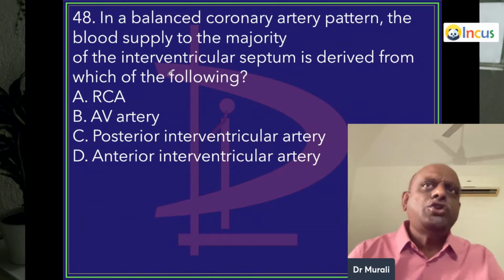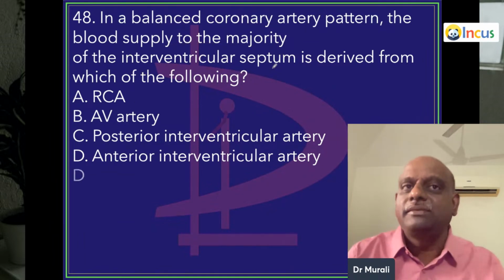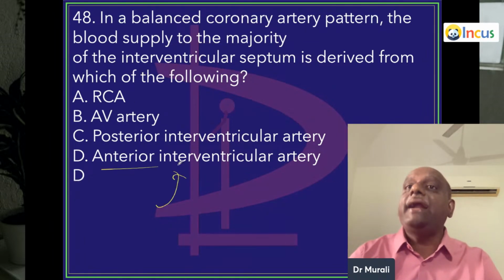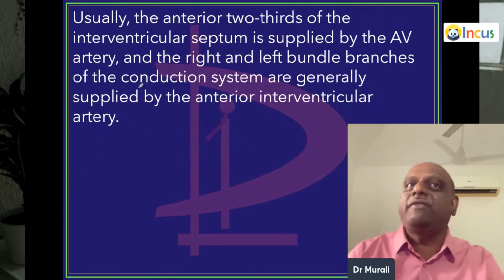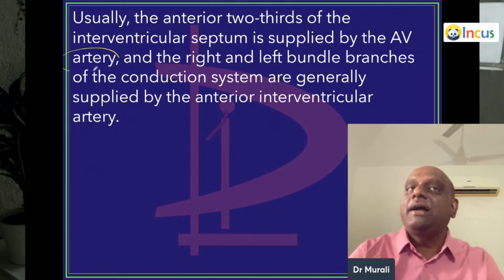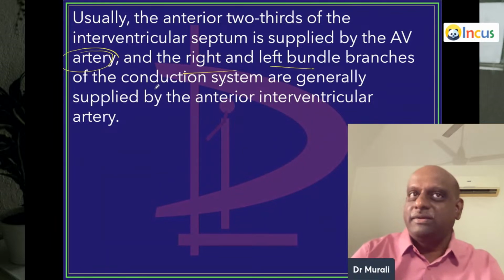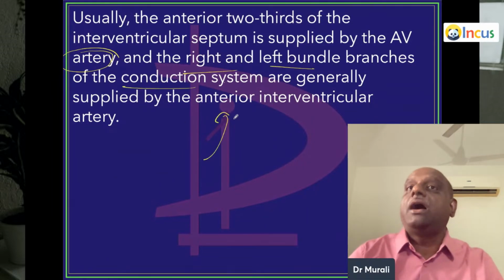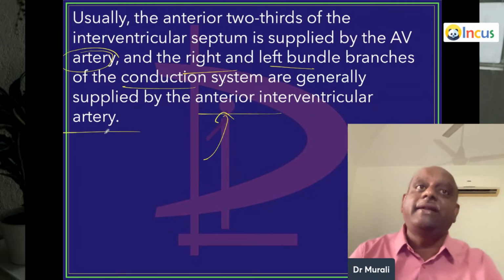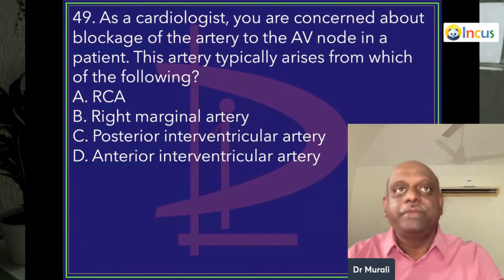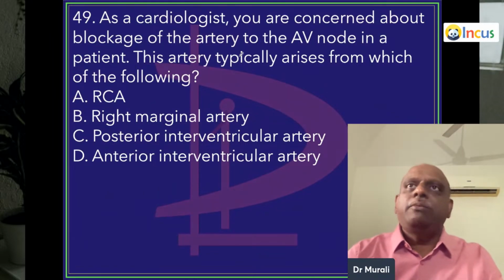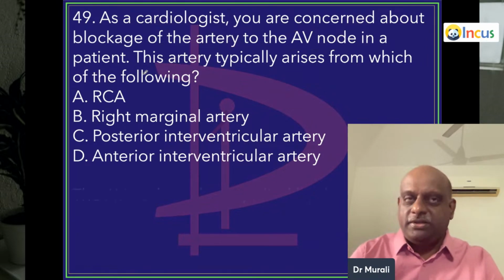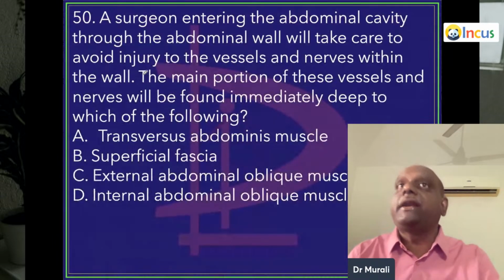Now, the majority of the interventricular septum gets its blood supply from the anterior interventricular artery. Anterior 2/3 of the interventricular septum is supplied by the anterior interventricular artery, and the right and left bundle branches of the conduction system are supplied by the anterior interventricular artery, is what you need to remember. Now, doctor, you are worried about the blockage of the artery to the AV node in the patient. AV node is supplied by right coronary artery.